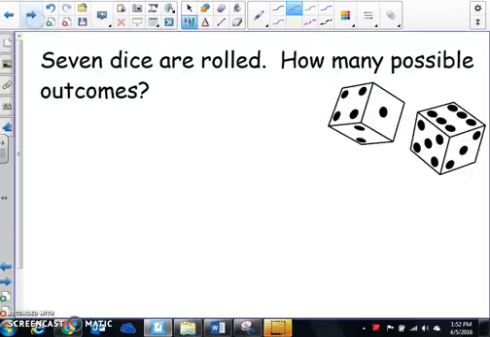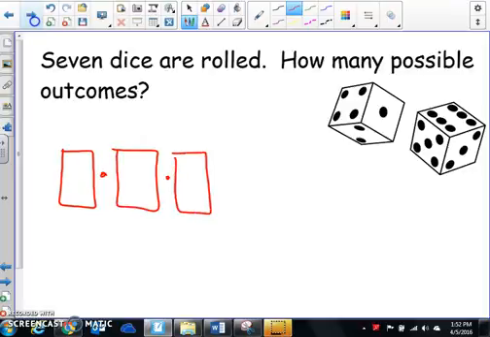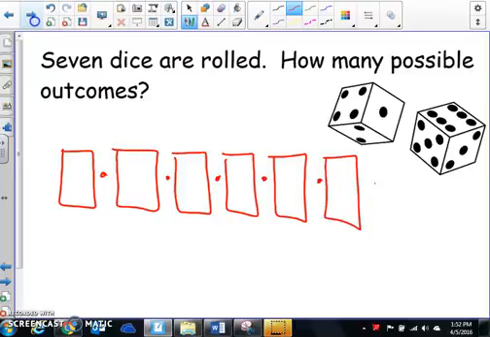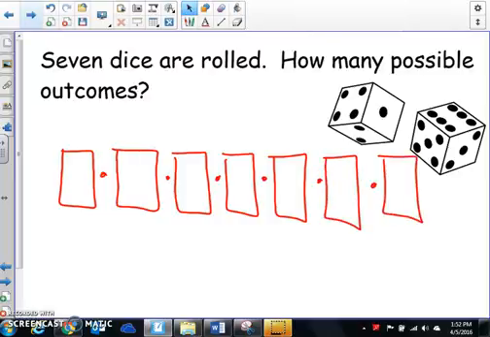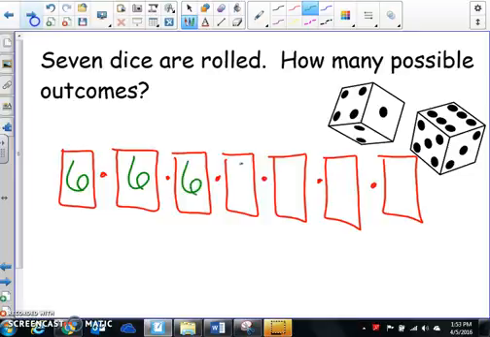Next one. 7 dice are rolled. How many possible outcomes? So I've got 7 dice. So I've got dice number 1 times dice number 2 times dice number 3 times dice number 4 times dice number 5 times dice number 6 times dice number 7. Okay? Each dice, if you look over here, has 6 faces, right? So each one has 6 different faces, so 6 different possible numbers per roll. Now, every time you roll it, it starts over.